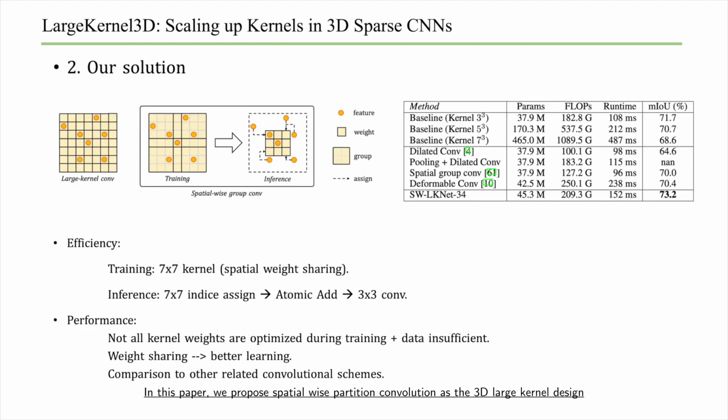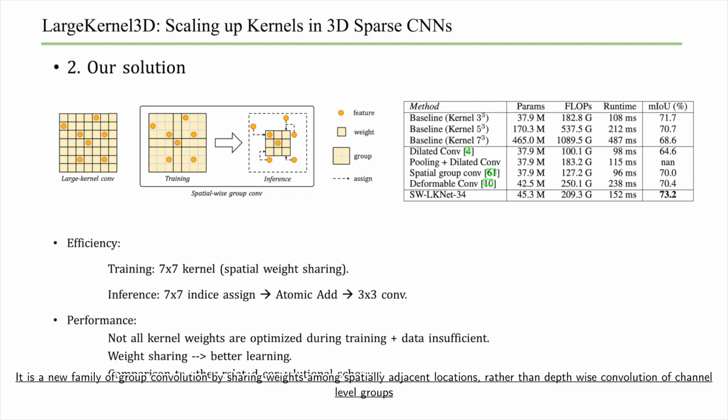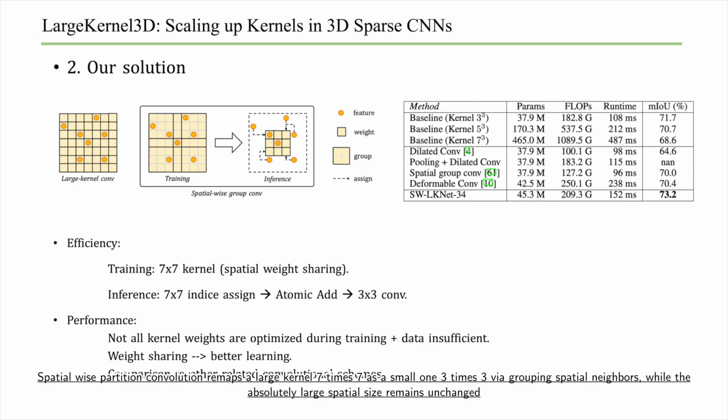In this paper, we propose spatial-wise partition convolution as the 3D large kernel design. It is a new family of group convolution by sharing weights among spatially adjacent locations, rather than depth-wise convolution of channel-level groups. Spatial-wise partition convolution remaps a large kernel, 7 times 7, as a small one, 3 times 3, via grouping spatial neighbors, while the absolutely large spatial size remains unchanged.